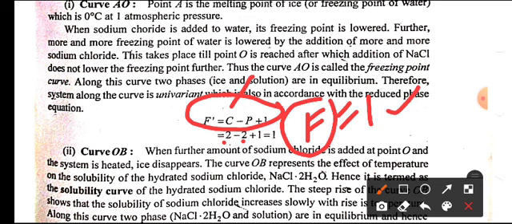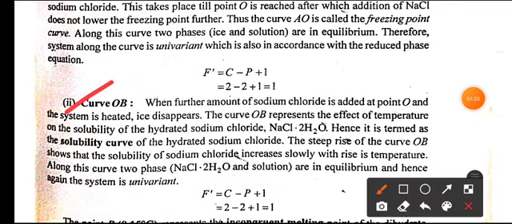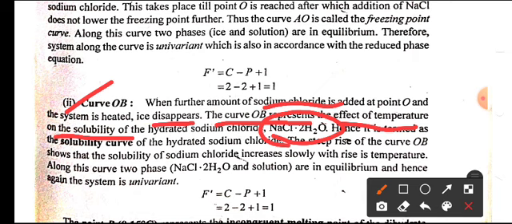Next, curve OB. When a further amount of sodium chloride is added at point B and the system is heated, the ice disappears. Therefore, the curve OB represents the effect of temperature on the solubility of the hydrated sodium chloride. Hydrated sodium chloride means NaCl.2H2O. That means sodium chloride contains an amount of water. That is called hydrated sodium chloride.